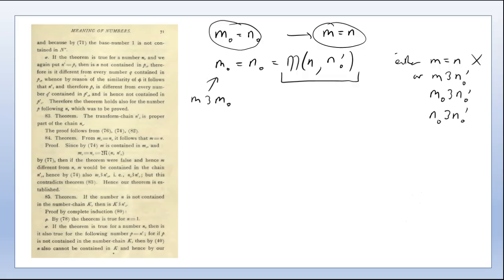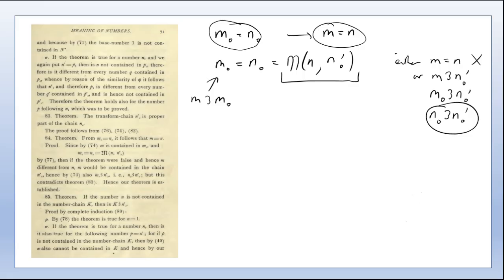So going back to theorem 83, if it was just that the transform chain n naught primed was a part of the chain n naught, that could open up the possibility that they're equal. But because n naught primed is a proper part of n naught, then we've got that n naught primed is a part of n naught, but not n naught is a part of n naught primed. We don't have this second case. So we've got a contradiction there. This is our contradiction. Hence, our theorem is established.